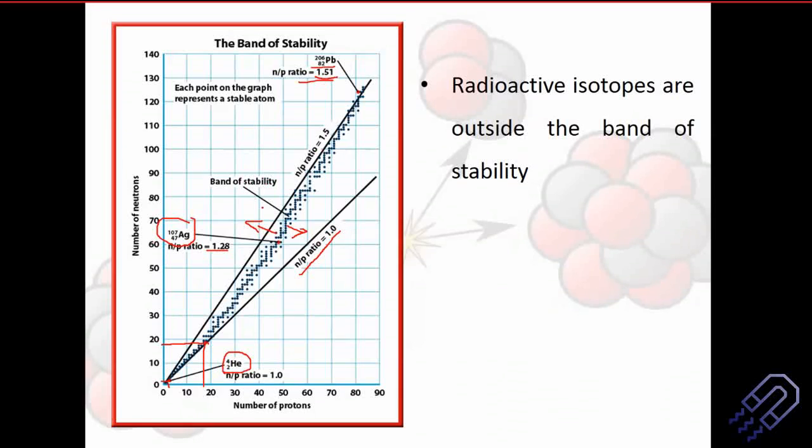So if you consider this as the band of stability, this entire region, and if you consider the radioactive isotopes like uranium, thorium, plutonium, and so on, they won't be in this band. They will be outside this band. So if you consider, let's say, uranium, 92, you see in this stability band it can't even be plotted. This is not shown, but you can always plot it.